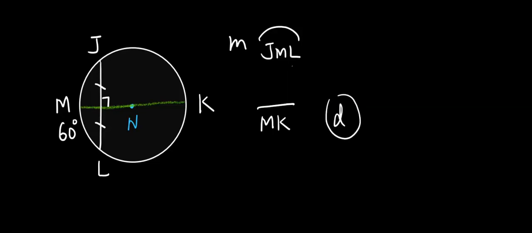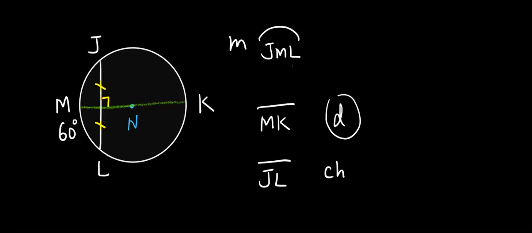And also, by the symbol given to us, segment MK also bisects JL. So you see here it is bisected. You see here it is also perpendicular. So MK is JL's perpendicular bisector. So MK is a diameter.